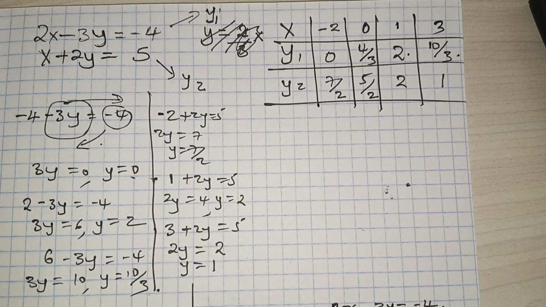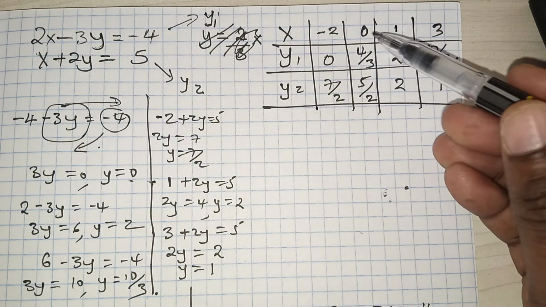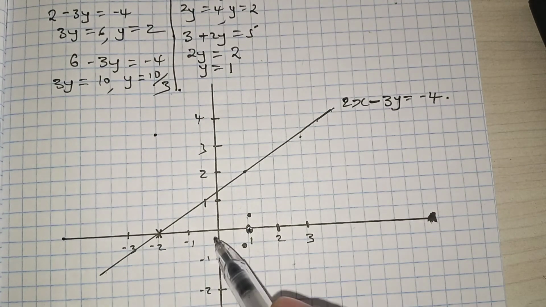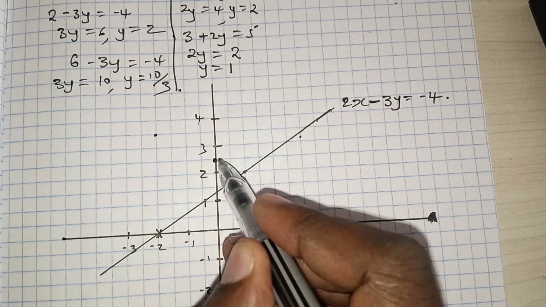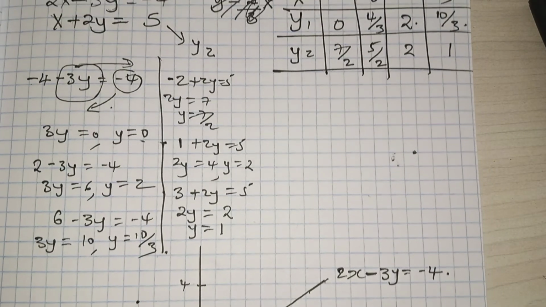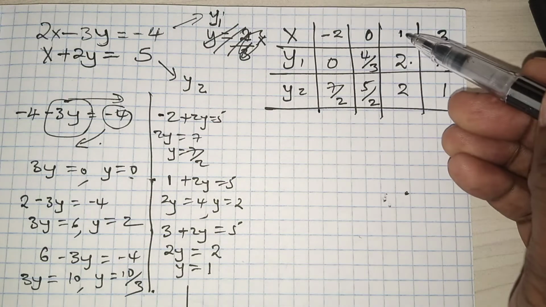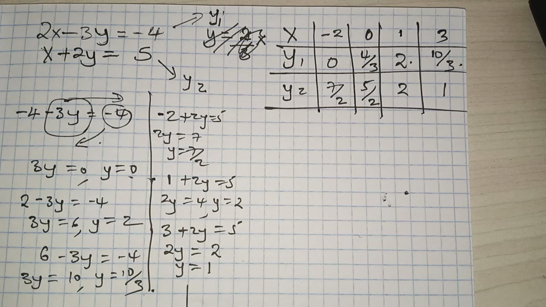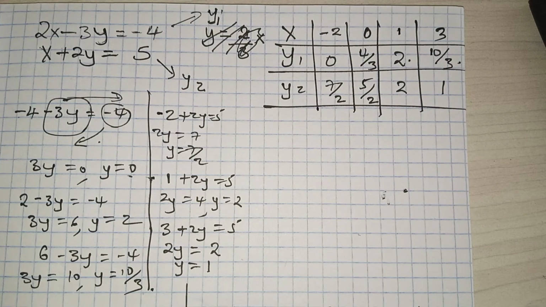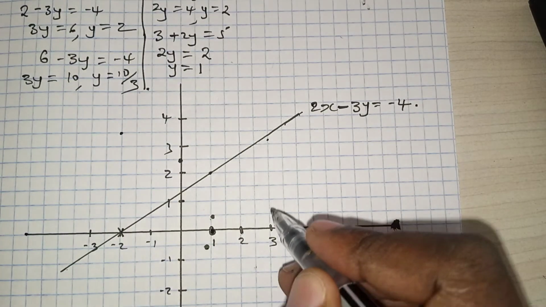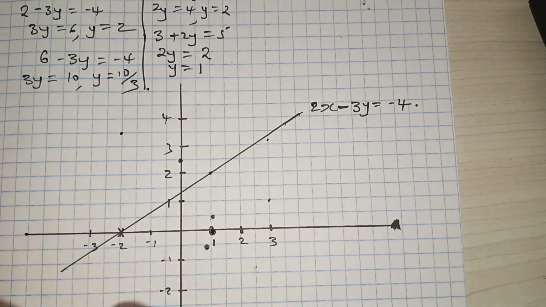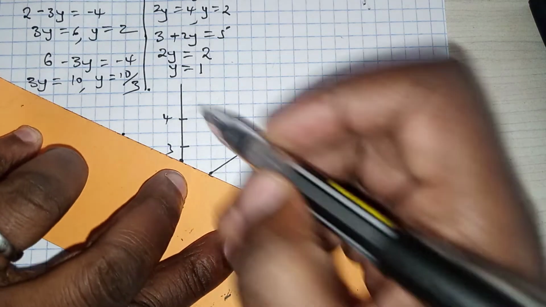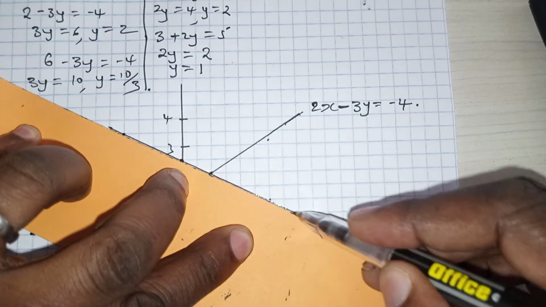When x is 0, we have 2.5 there. When x is 1, y is 2. And finally, when x is 3, y is 1. That point. And we come up now with a very straight line, again, joining all the 4 points very accurately.